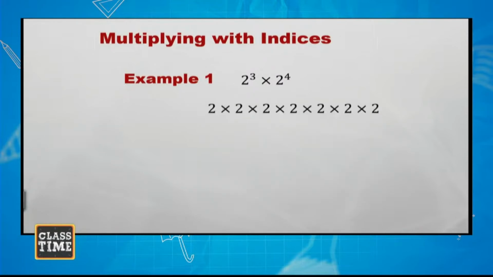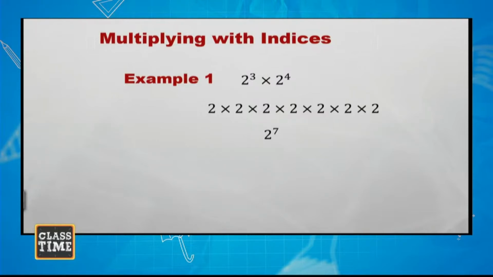So we have 2 raised to the 2 cubed: 1, 2, 3, multiplied by 2 to the 4th power: 1, 2, 3, 4. Now, just from looking here, you can pretty much count the number of 2's you have to see how many times you're multiplying 2. And you would get 2 raised to the 7th power.